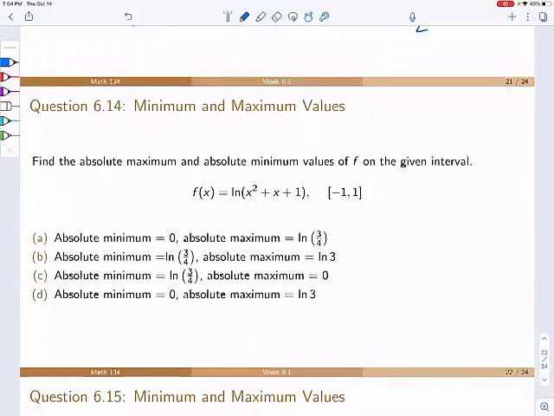Okay, so minimum and maximum values are now at our disposal. We have all the tools to deal with something like this. We just need to set up the test and find the absolute mins and absolute maxes. The first thing that we're maybe interested in doing is finding the critical numbers. Or maybe even before we do that, maybe we'll just find the domain of my function.